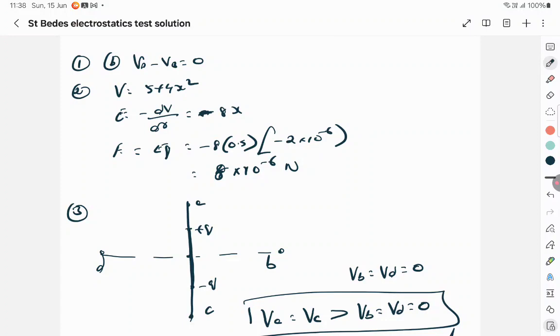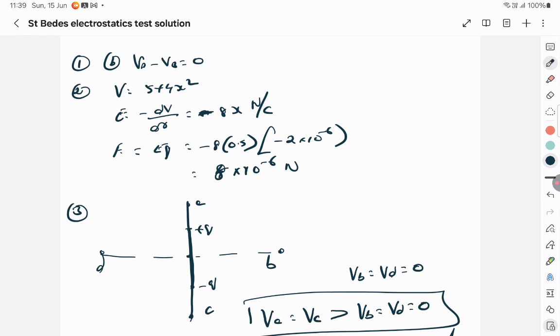Second question, the electric potential varies with x, where V is equal to 5 plus 4x square. Whenever they ask you electric field, you should differentiate it with minus dV by dr. So minus 8x is the electric field's formula, which is Newton per Coulomb. And then to find the electric force, E is equal to F by Q, so F is equal to E into Q. The question asks for the electric field at a distance of 0.5 meters.